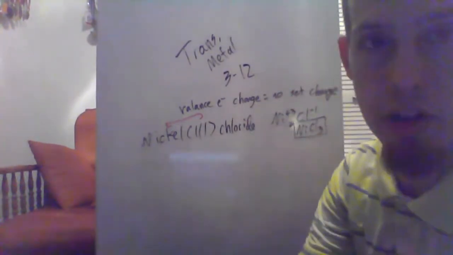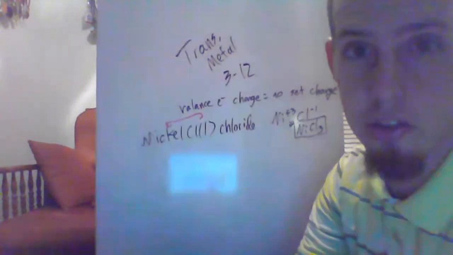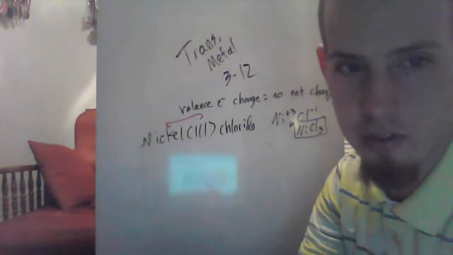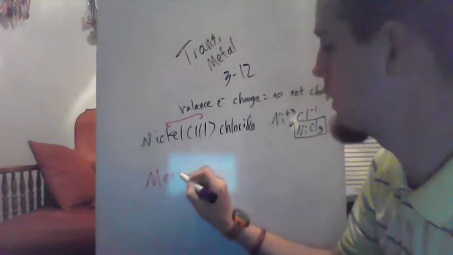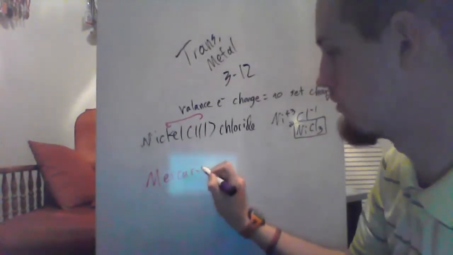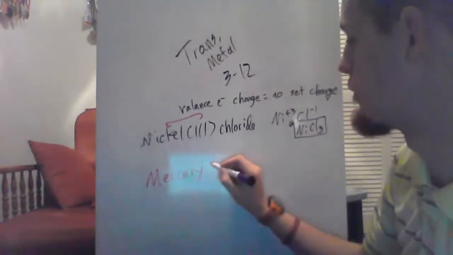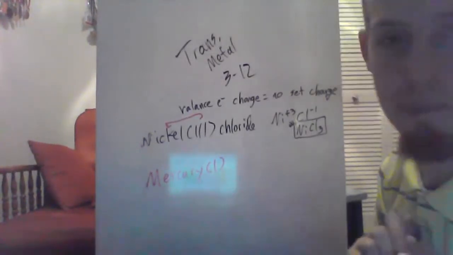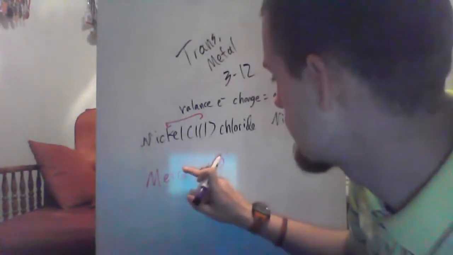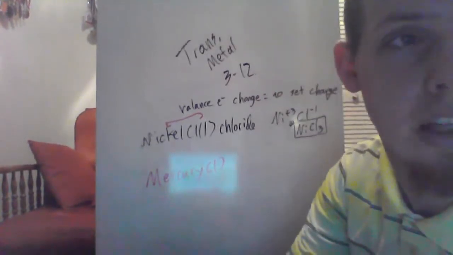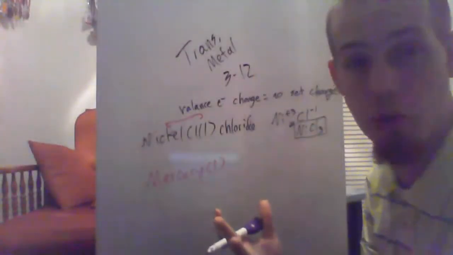All right, so with Mercury, Mercury is kind of a special one, which we haven't talked about a lot. Mercury has a tendency of being one or two only. So it's kind of cool with that. For the sake of this, I'm just going to pick one. Oh, that's a U. Sorry if that didn't look like a U. So that's kind of a cool thing about Mercury.